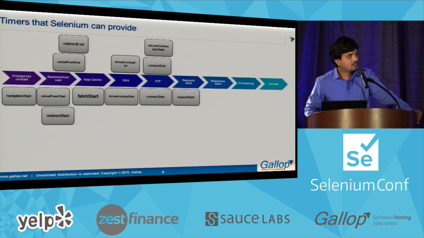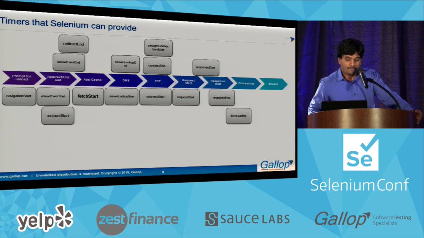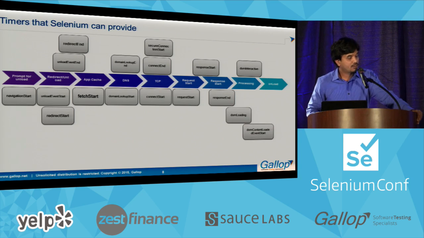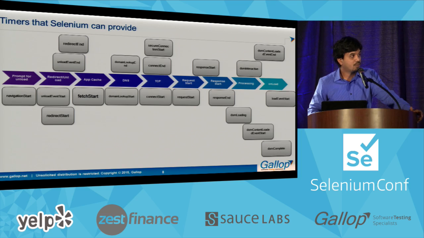When did your client start sending the request to the server? And when did the server start responding with a chunk of the message or the entire message? That again depends on whether you're doing chunk transfer encoding or a whole response altogether at once. And when did the response end? When did the DOM loading start? When did the DOM become interactive? And when did the DOM content load event start, DOM content load event end, DOM complete, load event start, and load event end.